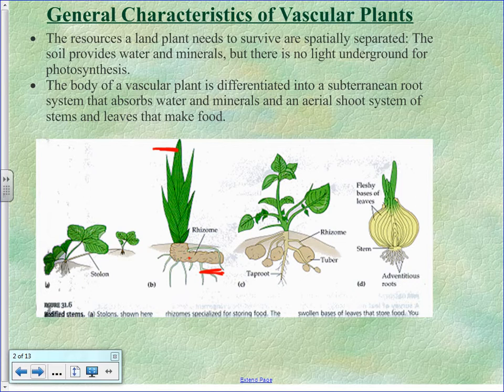All right, so the body of a vascular plant is essentially broken up into a few different parts. That's what this differentiated into means. There's a subterranean, that's underground, root system. There is a shoot system, essentially your stem and support branches and things like that, and then your leaves, that make your food. Now, those come in a wide variety of shapes and sizes. If you're looking at some of the strategies that plants use to survive, there's lots.